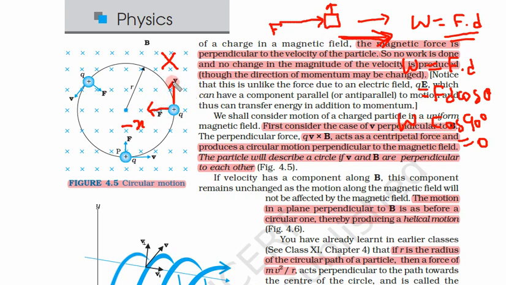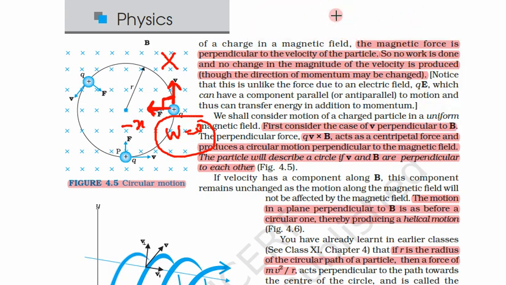Same thing here. Motion is in this direction, force is in this direction. There is an angle of 90 degrees, so work done is 0, because cos 90 is 0. So we know that work done in this case is 0. Now what are the other things? They have written the magnetic force is perpendicular to the velocity of the particle. So the magnetic force is in this direction, velocity is in this direction, so no work is done. So work is 0, and no change in the magnitude of velocity.